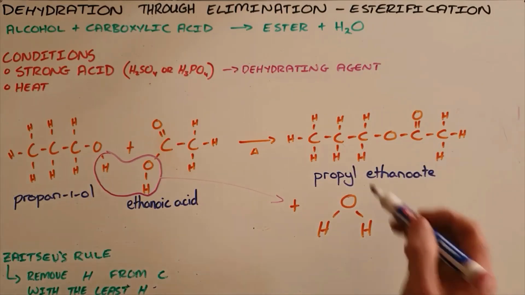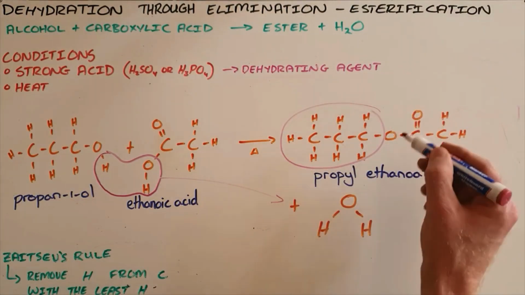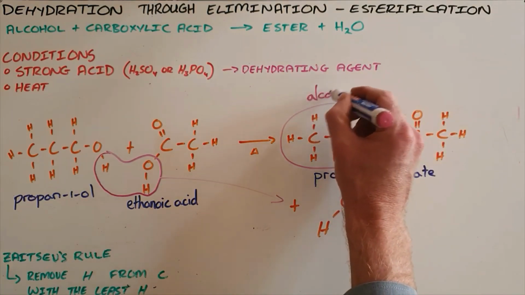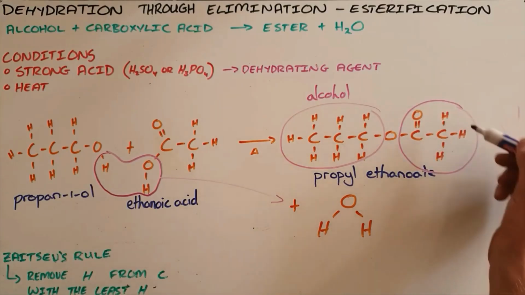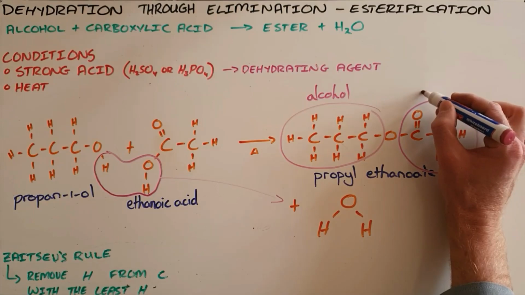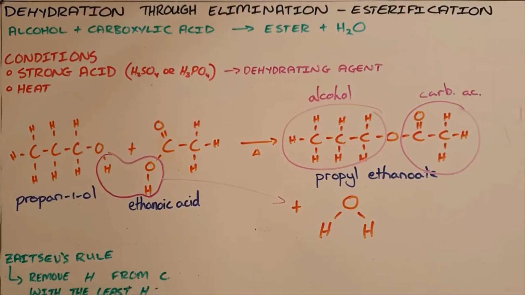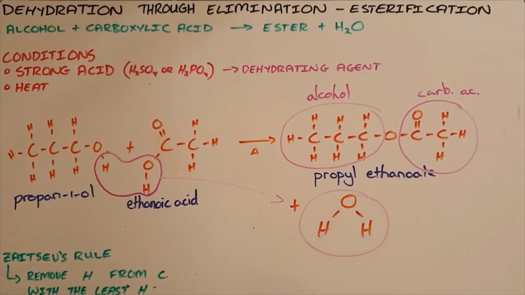which we call propyl ethanoate. The propyl, the part that is attached to the single bond oxygen, is always the part that comes from the alcohol, and the part that is attached to the single and the double bond oxygen is always a result of the carboxylic acid. And so as we can see in this reaction, because there's also a water molecule given off, we can also call this a dehydration reaction.